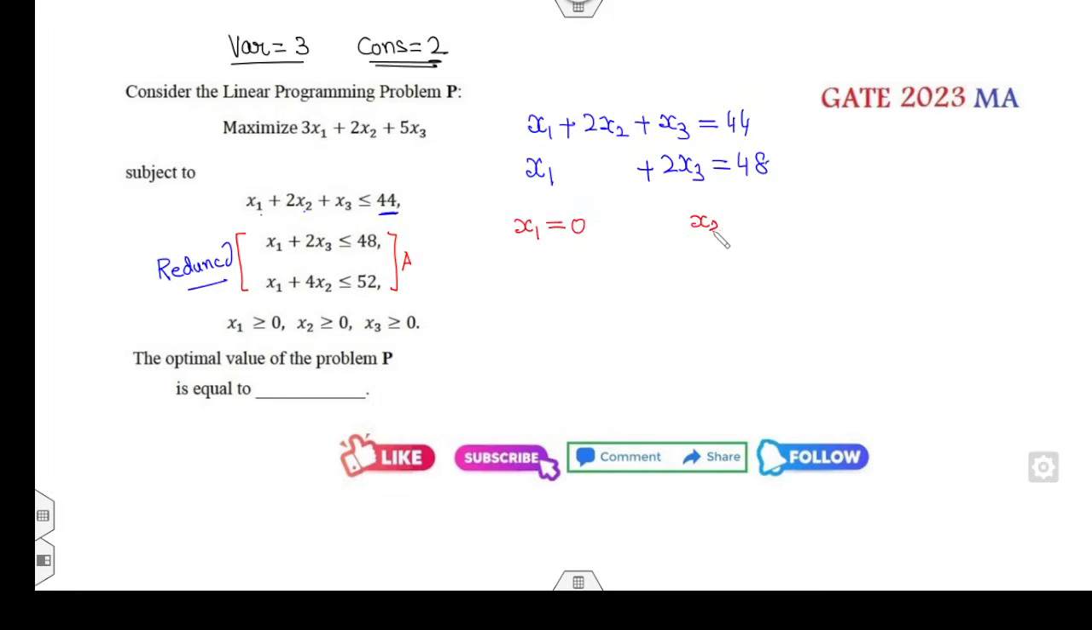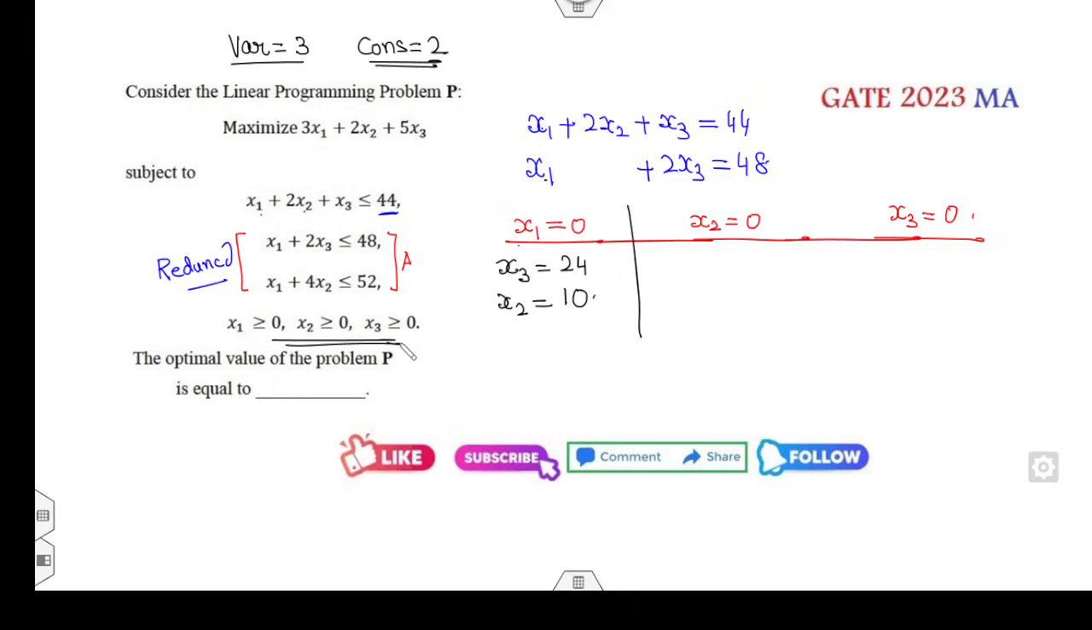Non-basic variable. Either x1 is 0, x2 is 0, or x3 is 0. Fine. So if x1 is 0, what are the values of x1, x2, x3? If x1 is 0, I can find the value of x3, 24. If x1 is 0, x3 is 24, the value of x2 will be 10. Fine. All are satisfying my given conditions.